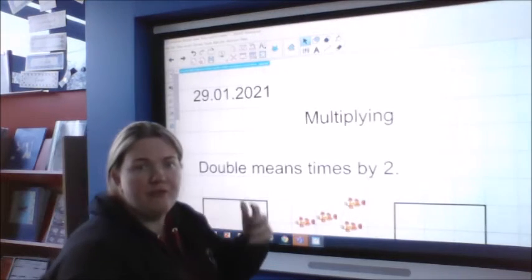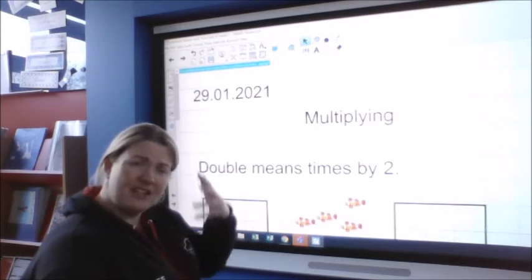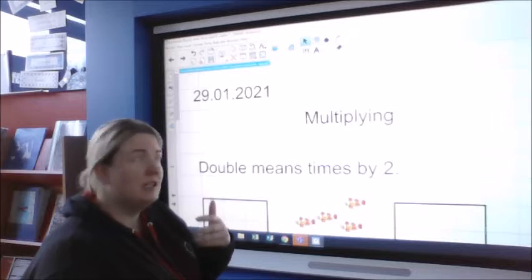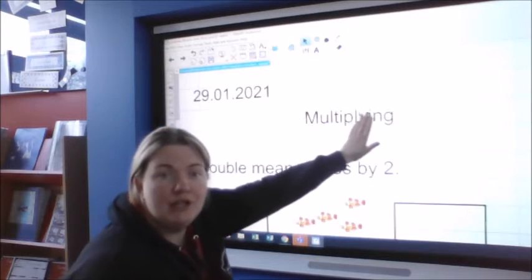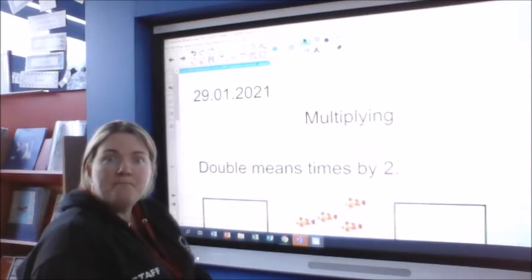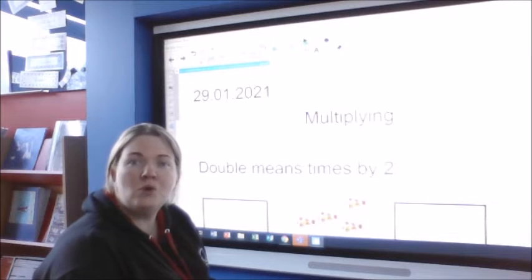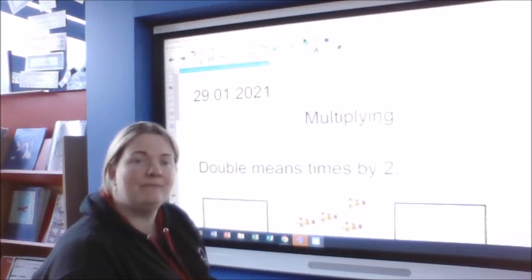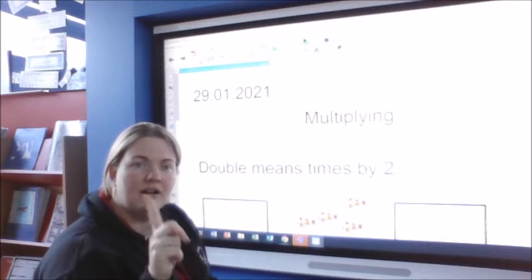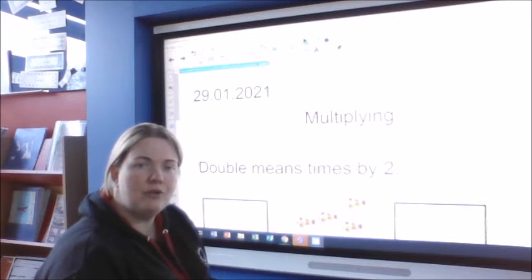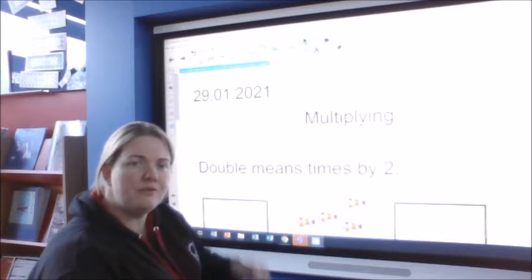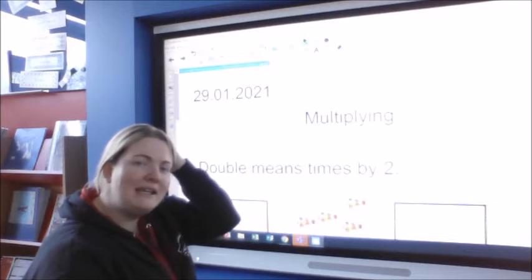So moving on from what we did yesterday. Yesterday we were looking at subtracting. Today we're going to have some new learning and we are going to be looking at multiplying. Does anybody know what multiplying might mean? Have a little think and then tell your grown-up in the room with you what you think multiplying might mean.